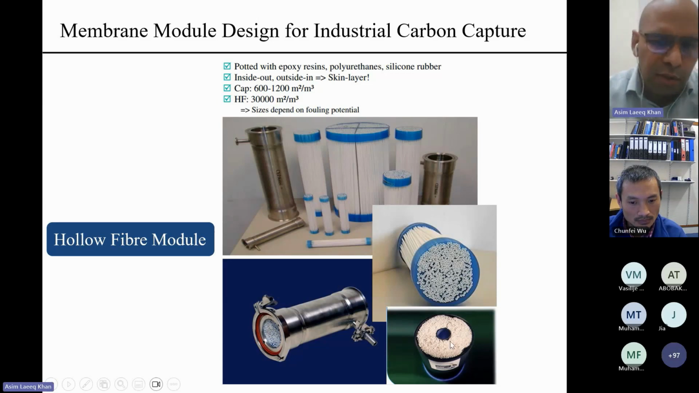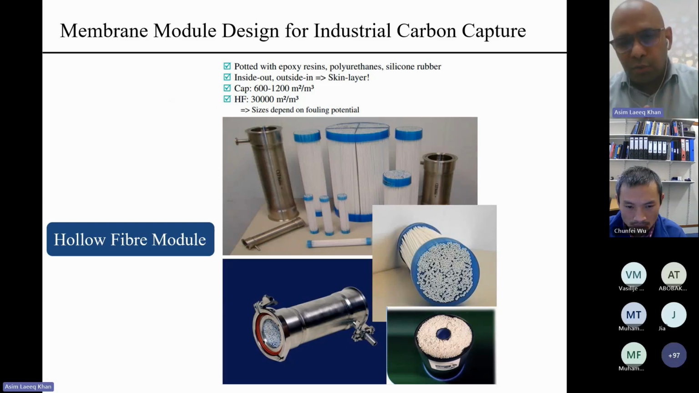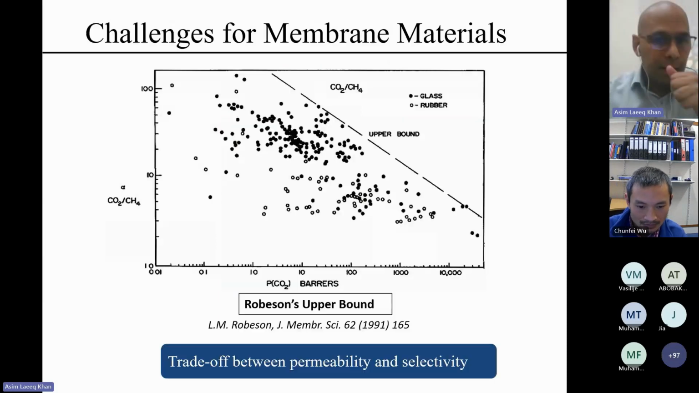We can have thousands of these hollow fibers potted together through epoxy resins. As a result, hollow fiber membrane modules are extremely compact and can deal with extremely large volumes of carbon dioxide and separate it in a very small facility.